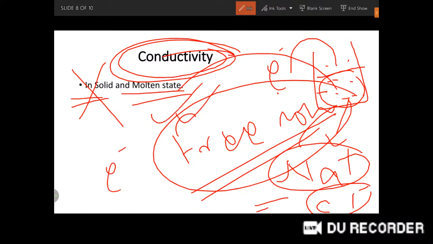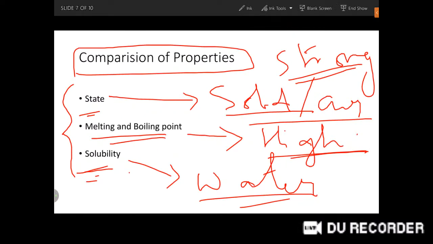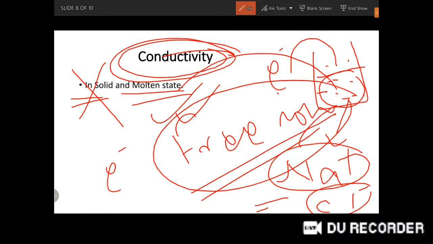Am I clear? So these are a few of the properties that you have to understand in the electrovalent bond. Okay, state we have learned, melting and boiling point, solubility, and conductivity. Once again I am repeating conductivity: in solid state, in block state, it will not conduct, but in molten or liquid state, it will conduct electricity.